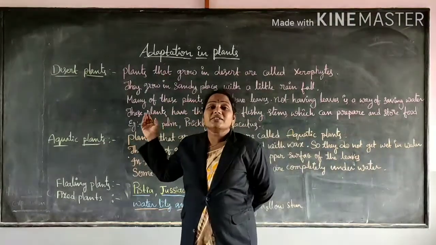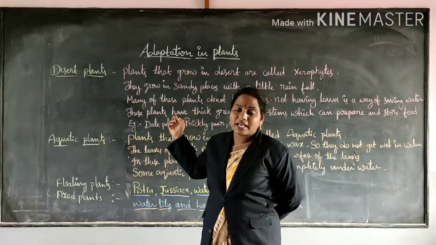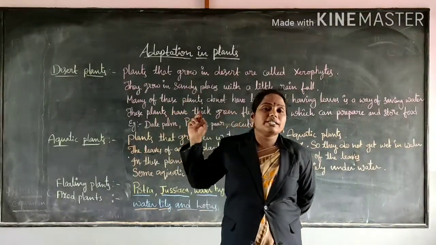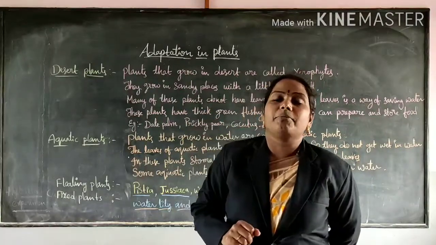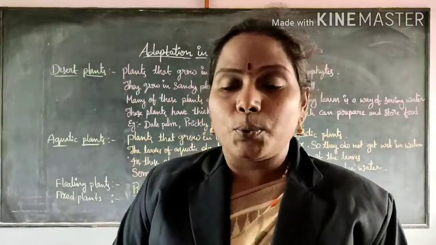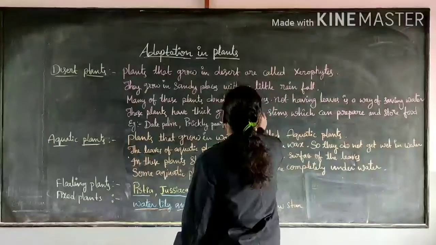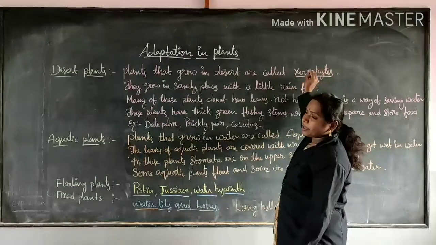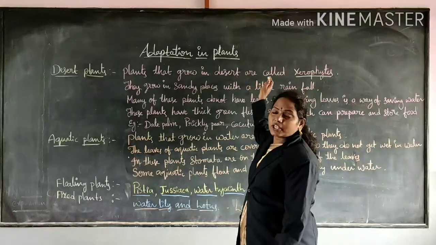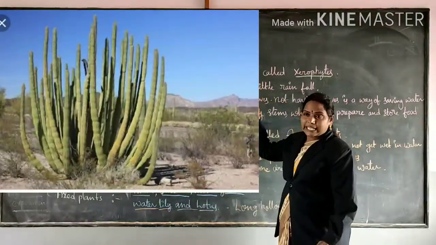The plants which grow in desert are called desert plants. They are also called xerophytes. Xerophytes means the plants which grow in desert. They grow in desert areas.